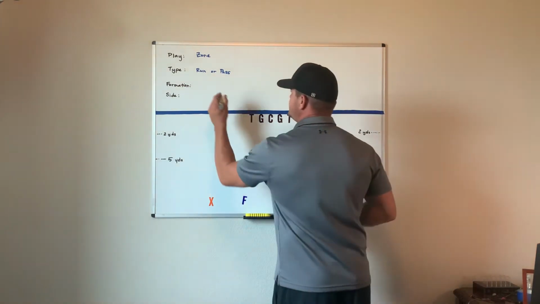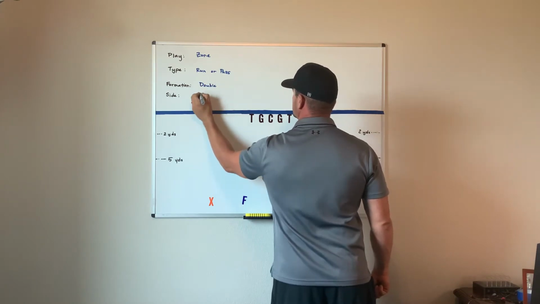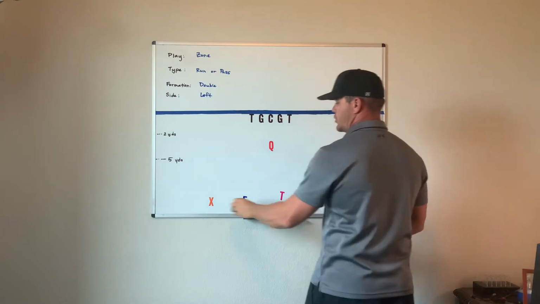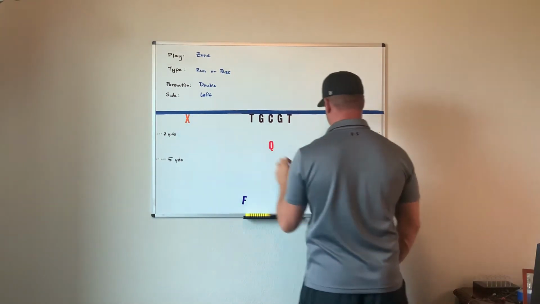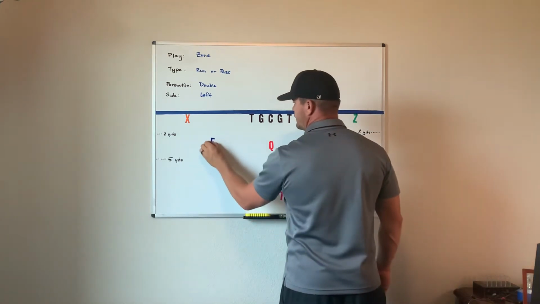So if we say doubles left, then we've got to put our doubles up. So my outside receivers are on the line. My inside receivers are off of the line.